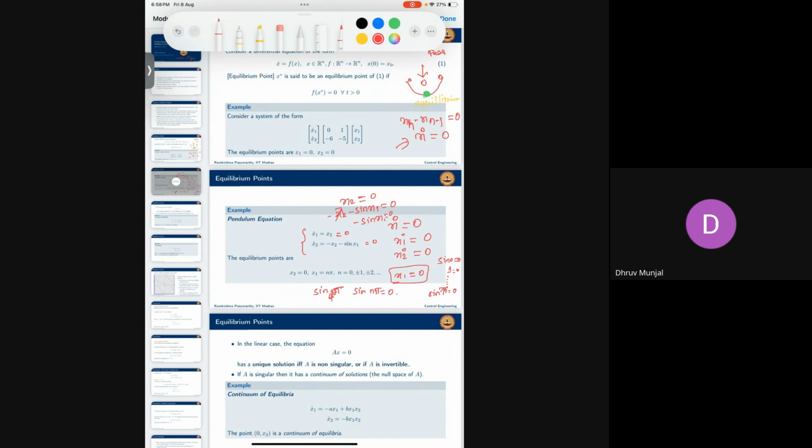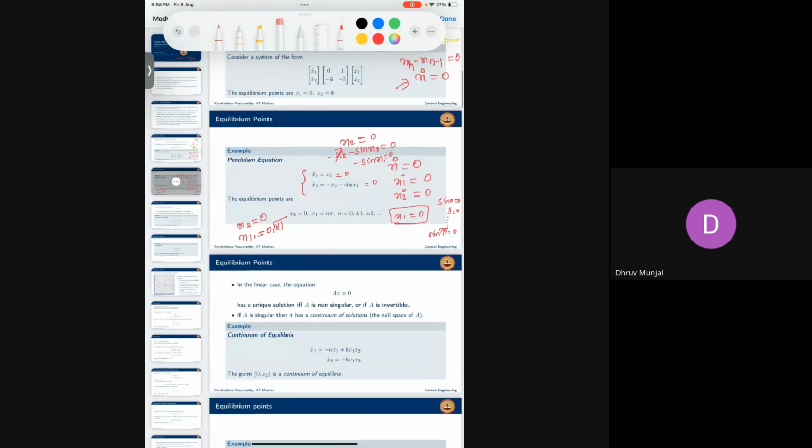So whenever the first state x2 can be 0, it cannot take any other value. x1 can be 0 and pi, both of these will be, sorry, n pi. Both of these will be its equilibrium points. So here you have multiple equilibrium points because the system is a non-linear system. That's why you have 0 and n pi. Multiple equilibrium points you have.